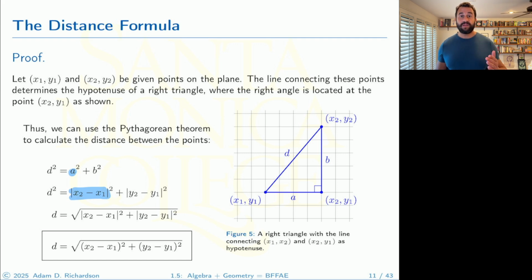Okay, now do the same thing for the y coordinates, right? What's the length of this segment? It's the distance between the y coordinates of those 2 points. So we're going to get this. Let me highlight this in green. B is the absolute value of y2 minus y1. And the squaring is still occurring. The square is still the square.